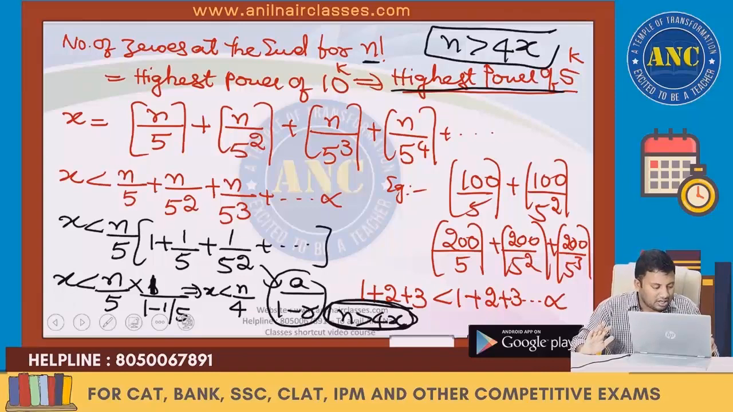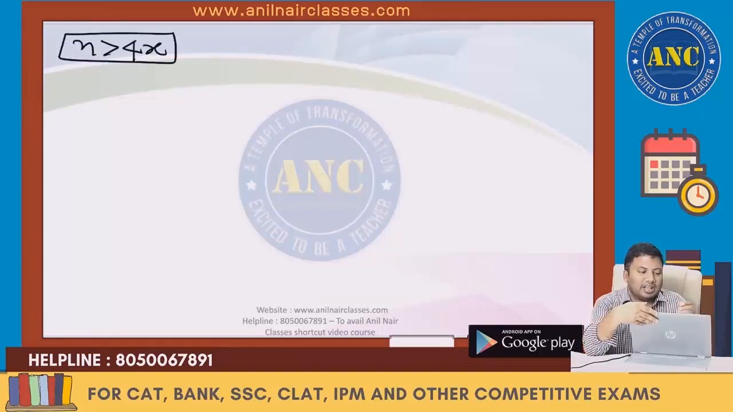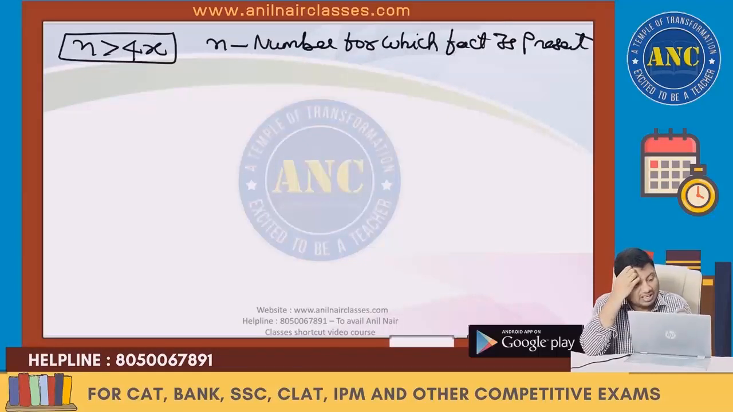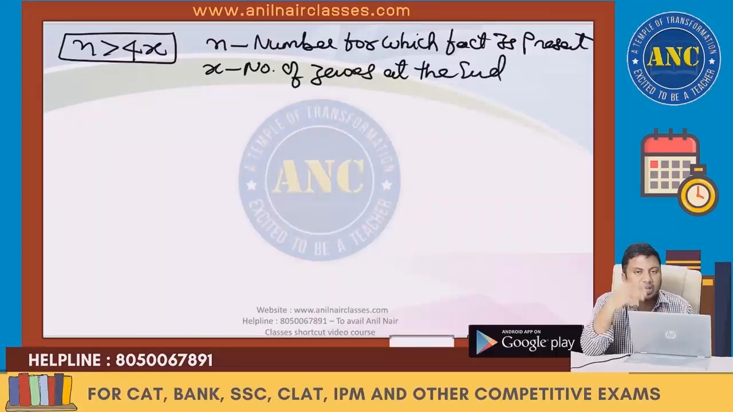I hope it is clear. So one important conclusion is n is greater than 4x. N is the number for which the factorial is present. X is the number of zeros at the end.